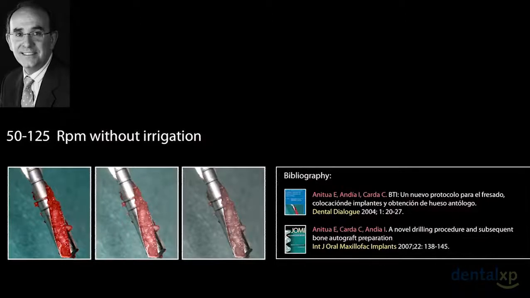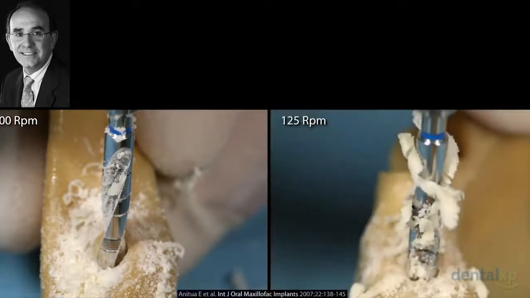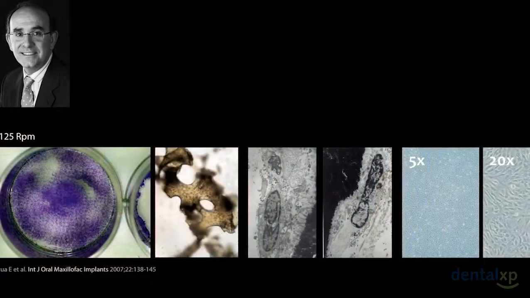I drill normally at 100 revolutions without irrigation. Why? Maybe the question is, why not? Why do I drill slowly? If you drill at high speed, all the bone that you recover is powder. You destroy the trabeculae, and the bone that you recover is not live bone. If you drill slowly, the size of the trabeculae that you recover is 10 times bigger. And the most important thing that I observe in the lab is live bone. But also, the new alveolus is in a much better biological situation.